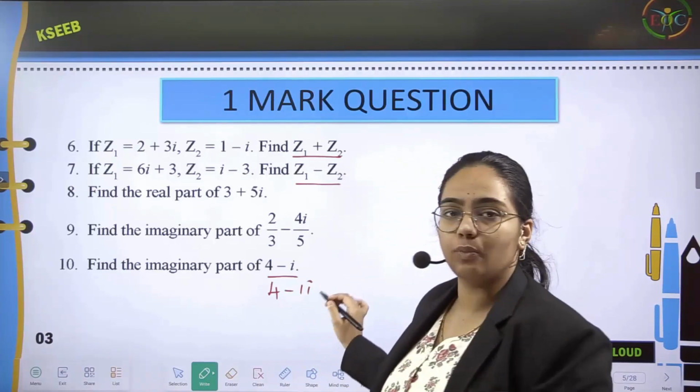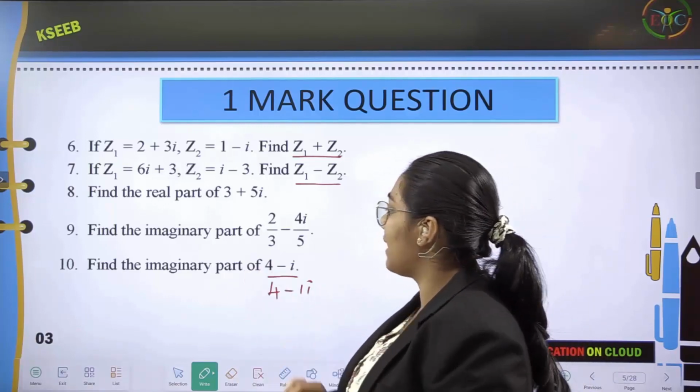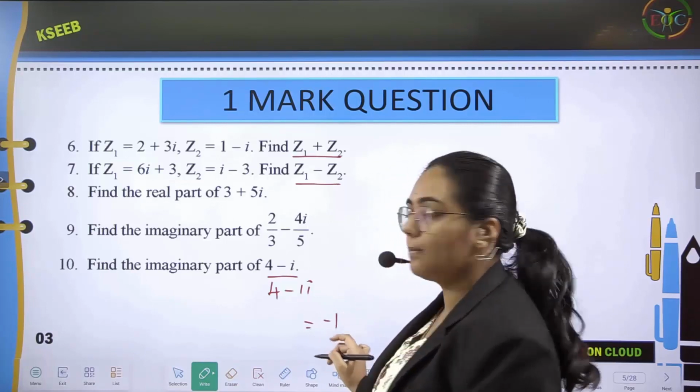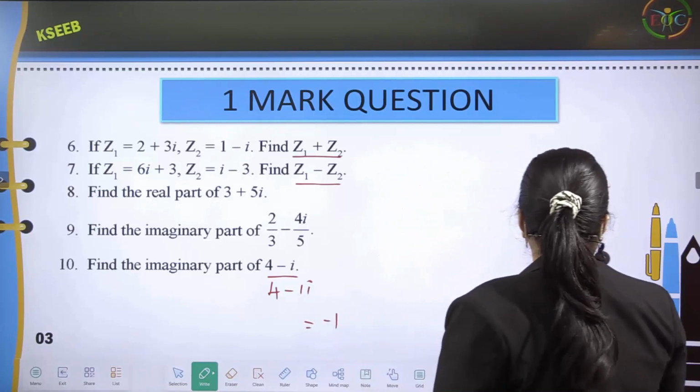So 4 minus 1i. The imaginary part is what they have asked. So here the imaginary part is going to be equal to minus 1. Right. Next question.